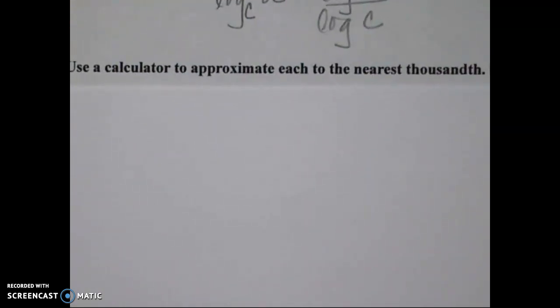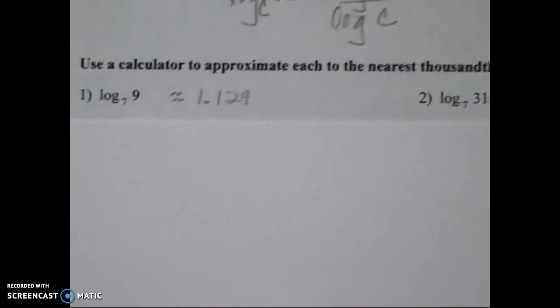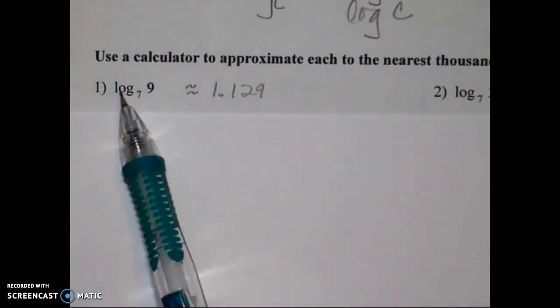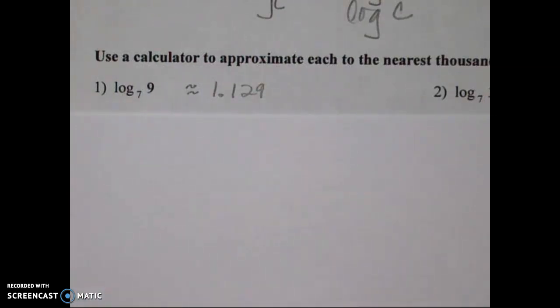Okay, here's how we're going to use that change of base formula. Use a calculator to approximate to the nearest hundredth. There's two ways you can do this. You can either do log 9 divided by log 7. You just hit the log button on your calculator, log 9 divided by log 7.